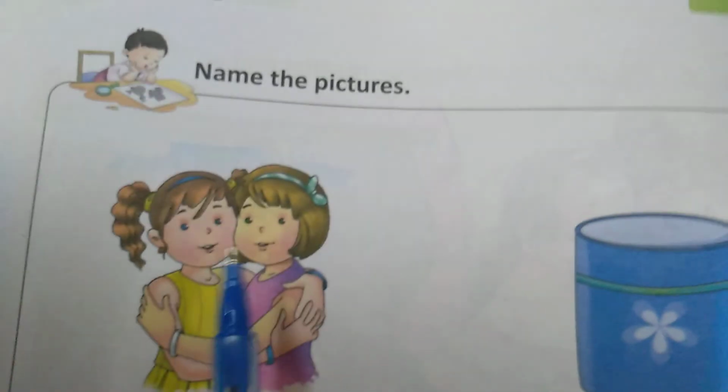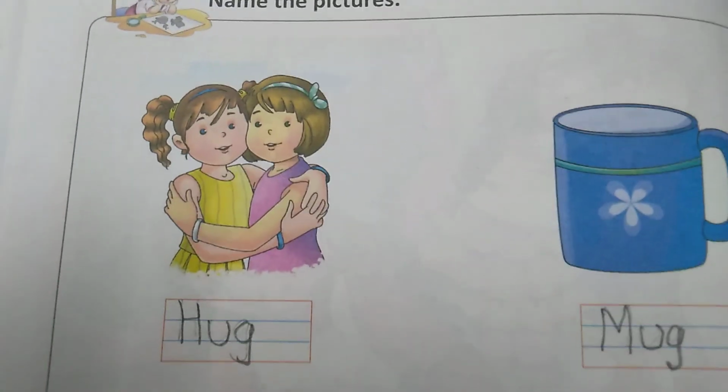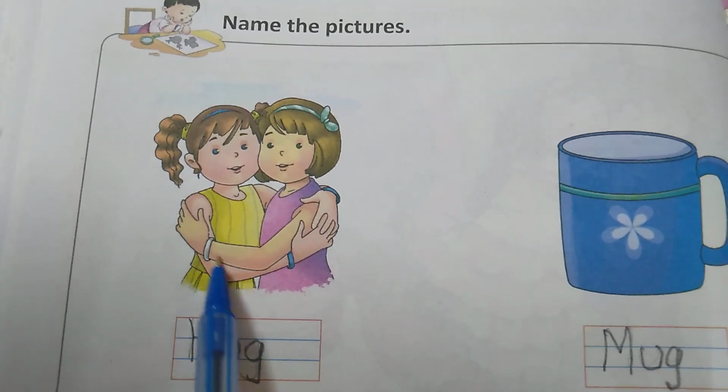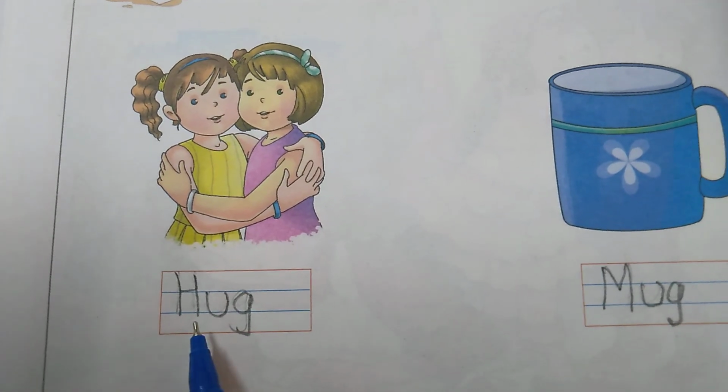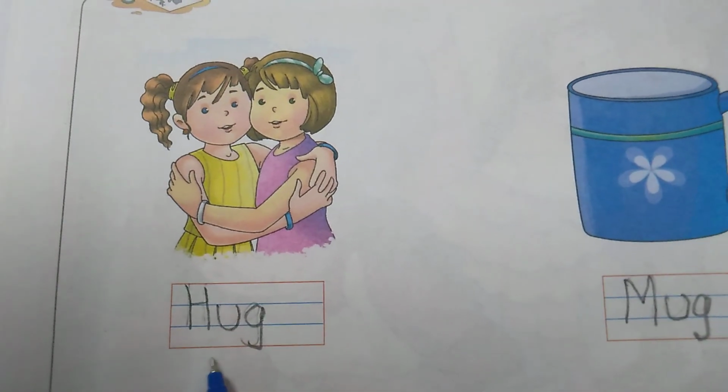Next is U-G, ug. Here you have to name the pictures. Look, these two girls are hugging each other. Spelling of hug is H-U-G. So you write here.